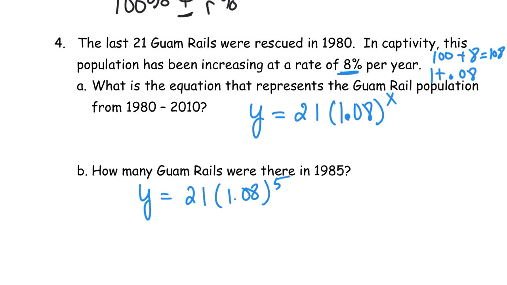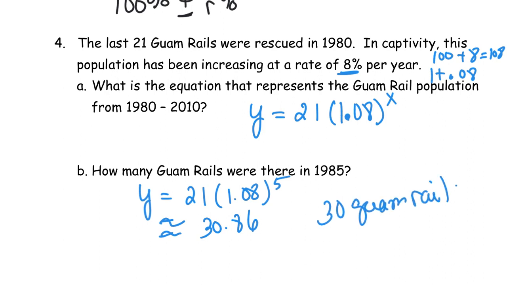Okay, I don't know what's going on here, but I got sticky stuff on me. Okay, you have to plug that in your calculator. It's going to be more than 21. Do you agree? Okay, so how many were there in 1985? Let's go ahead and put the estimated amount. Give me 2 decimal places. 30.86. So based upon 1985, we might say there were 30 Guam rails because the other one's not complete yet.